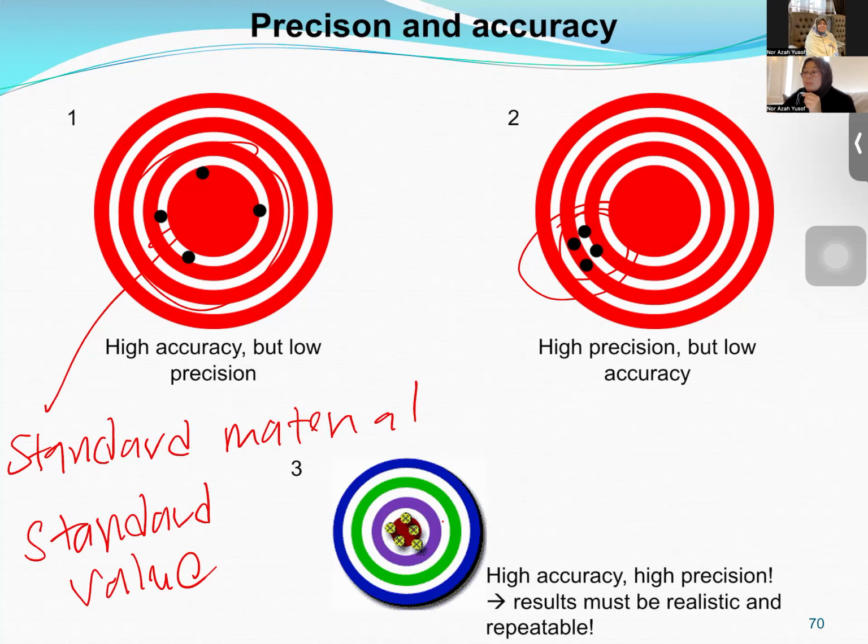And of course, our main target is to have both in analysis: highly accurate and with high precision. I believe this is a revision, so no need to worry about this.